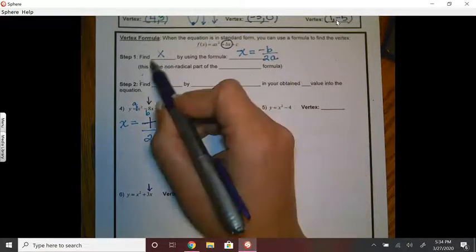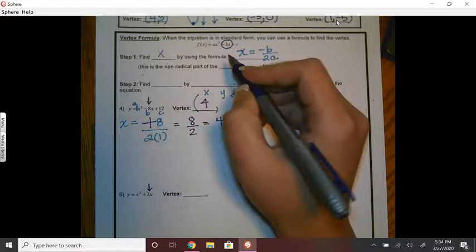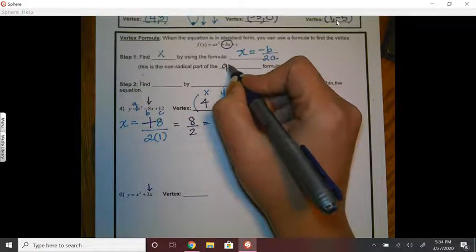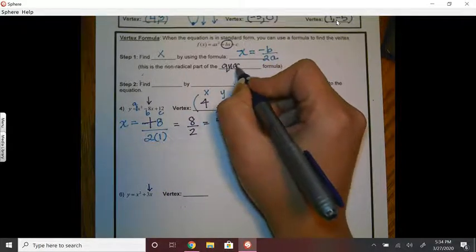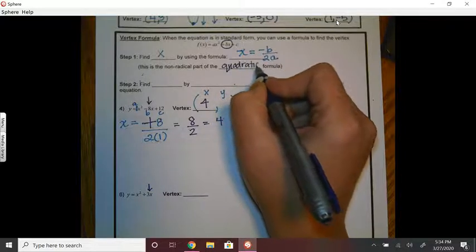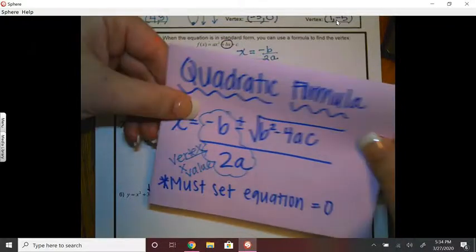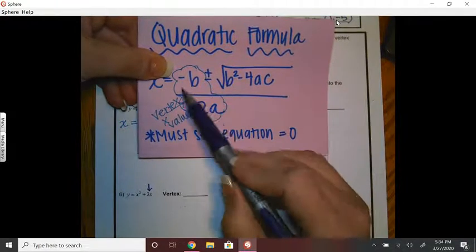Okay, so again, this is just the non-radical part of the quadratic formula. So that's why you shouldn't be worried that you have to memorize another formula, because you have to memorize the quadratic formula anyways, and it's just this part of it.